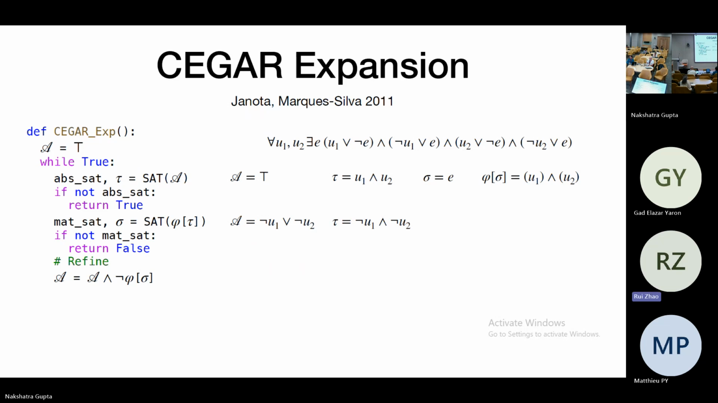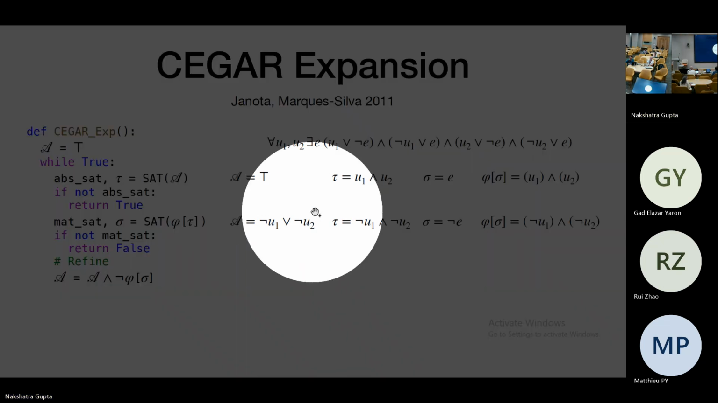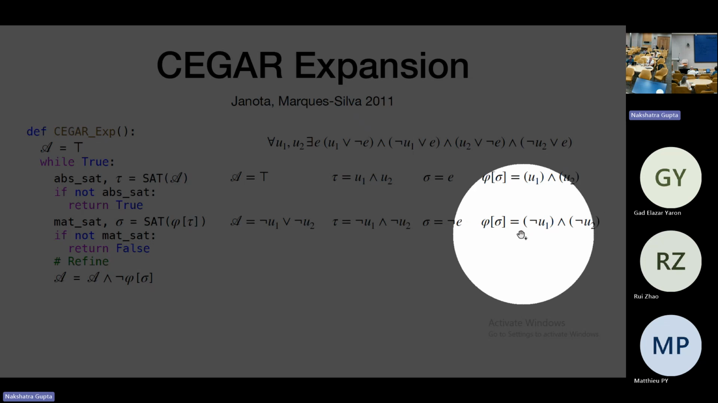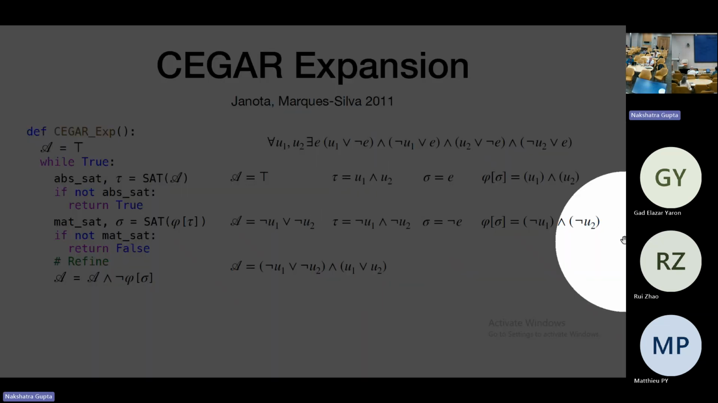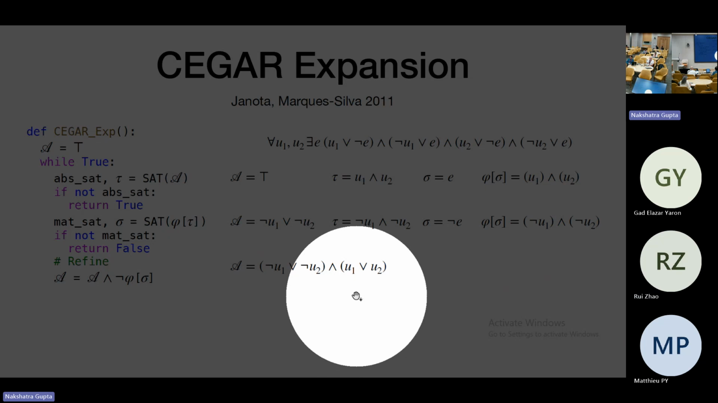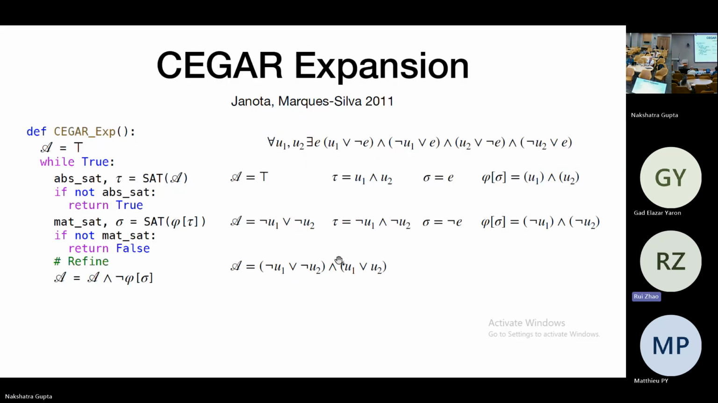So the solution here would be just assigning not U1, not U2. And to that, the existential player can respond by playing not E. And then plugging in not E gets you this formula here. And again, we negate that and add it to the abstraction. So the negation of this here is this. Go back to solving the abstraction.